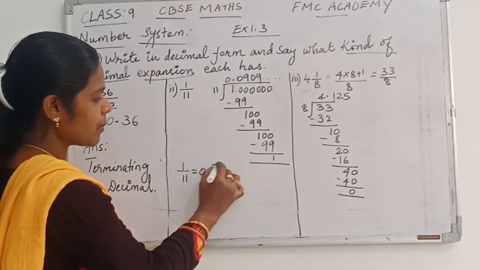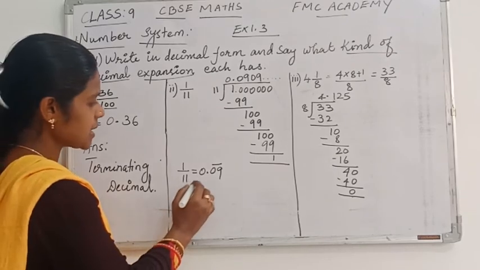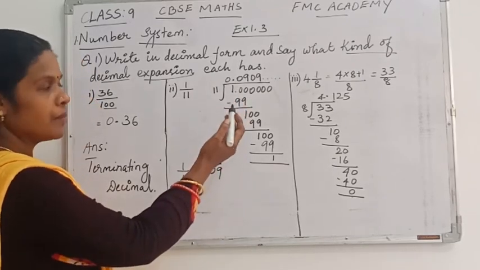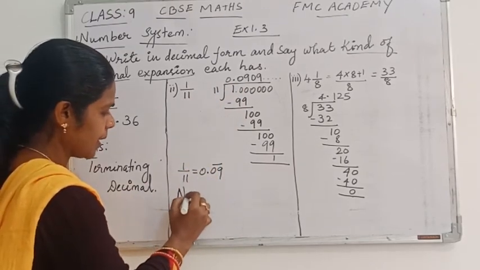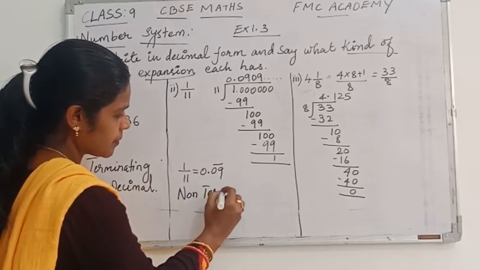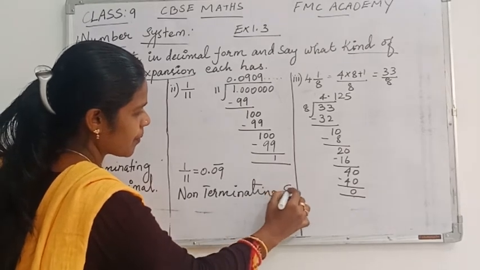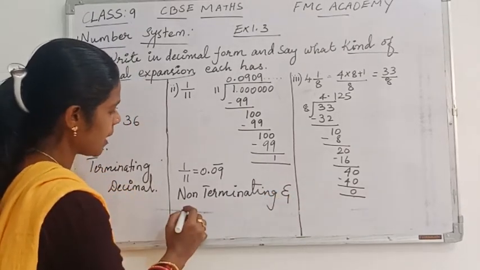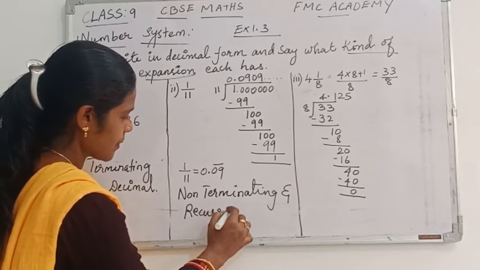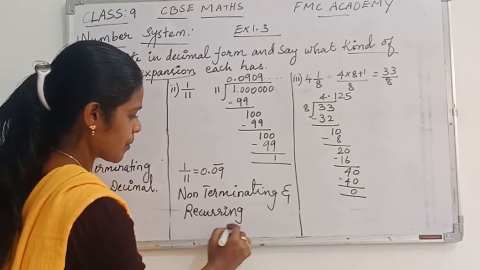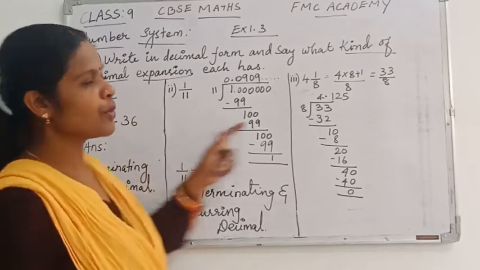So how you can write it: 1 by 11 is equal to 0.09 repeating. You can put the bar symbol here, so 0.09 bar. What kind of decimal expansion is it? It is non-terminating, yes, it is not terminated, and the 09 is repeating again and again. So you can write it non-terminating and recurring decimal. Yes, let's move to the next one.